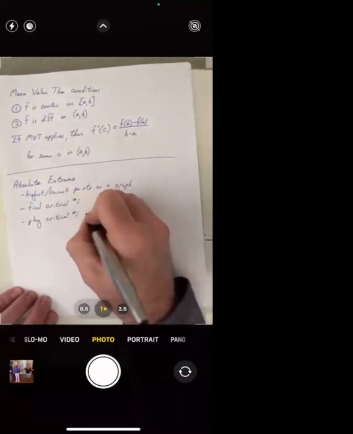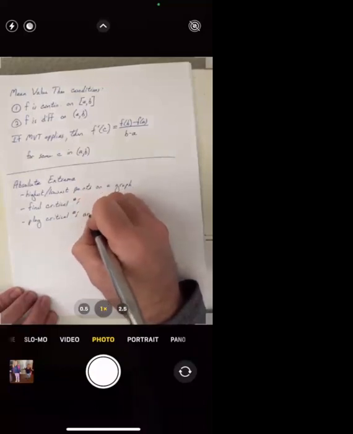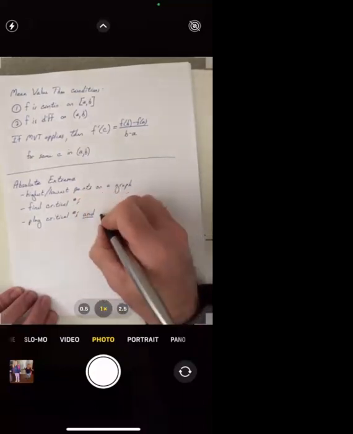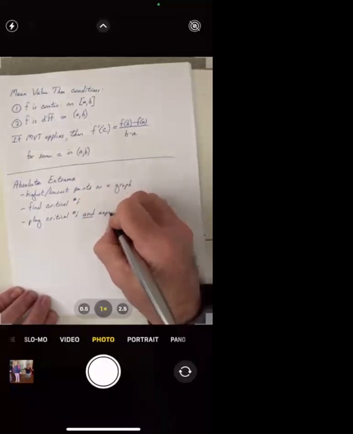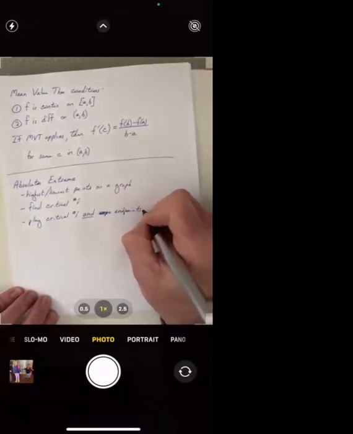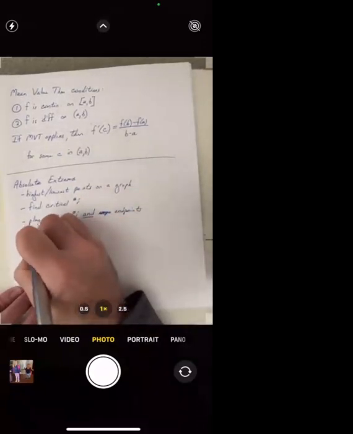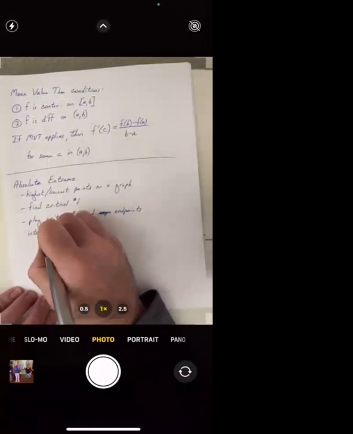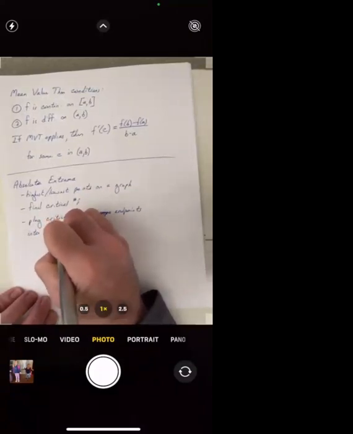Then you plug in those numbers to the original function, and you'll get some values. And then you just compare them.